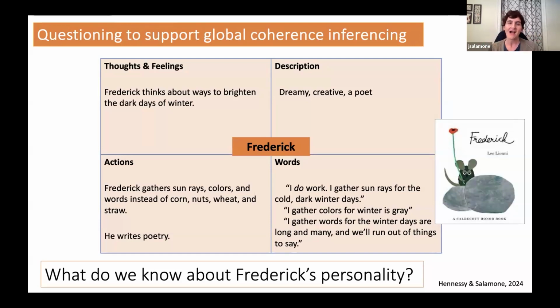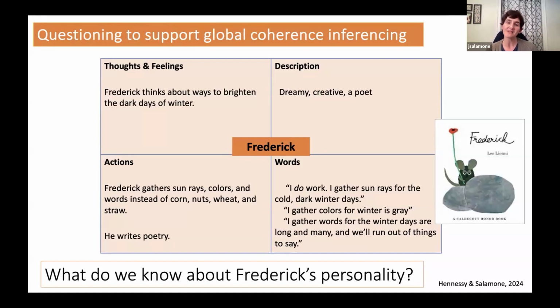His actions: he's very arty. He loves to gather sun rays and colors. Meanwhile, his friends are gathering corn and nuts and wheat. He's participating in his community in a little bit of a different way. And he writes poetry. You might describe him as dreamy. He's creative. He's a poet. And his words: I do work. I gather sun rays for the cold, dark winter days. I gather colors for winter is gray. I gather words so that we won't run out of things to say.